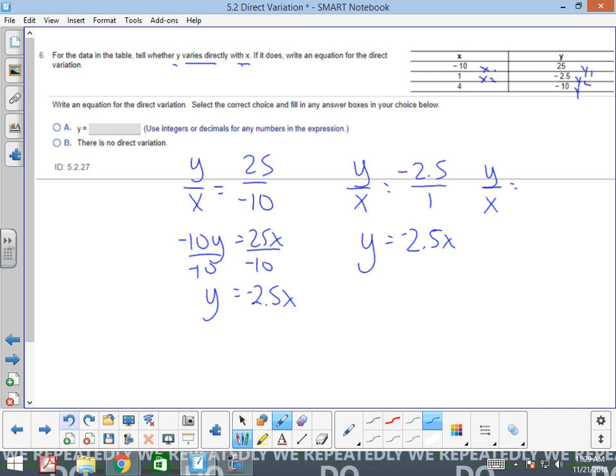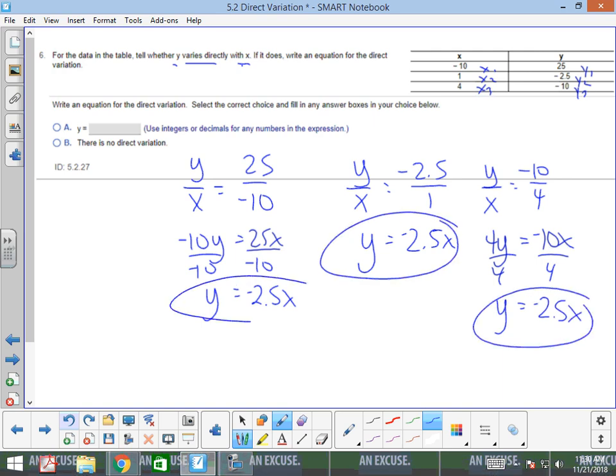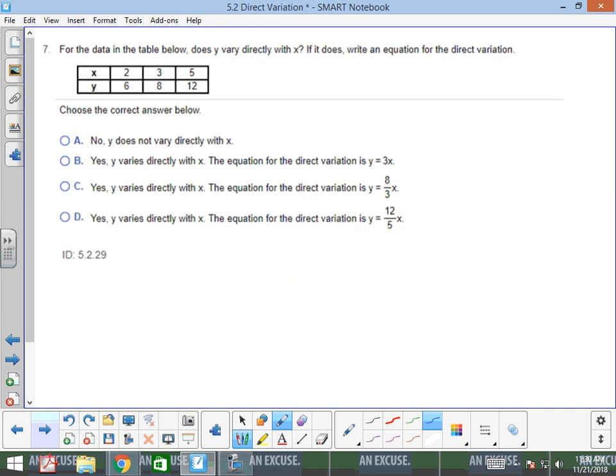So this is y3 and x3. All right, so we're going to do negative 10 over 4. 4y equals negative 10x. Divide by 4, and we get negative 2.5x. So since all of them ended up being the same direct variation, then this is a direct variation. So we're going to mark A and write negative 2.5x. All right, getting close to being done.